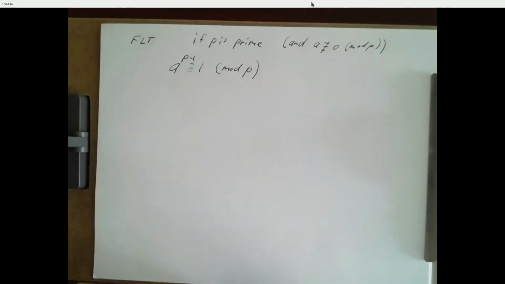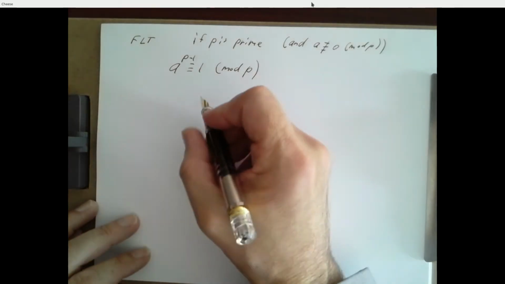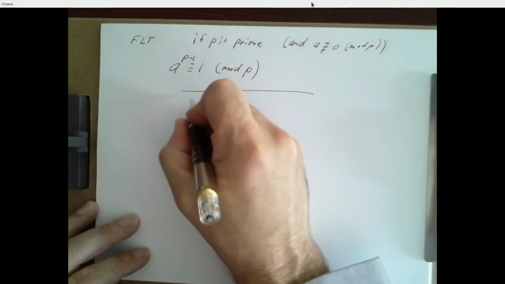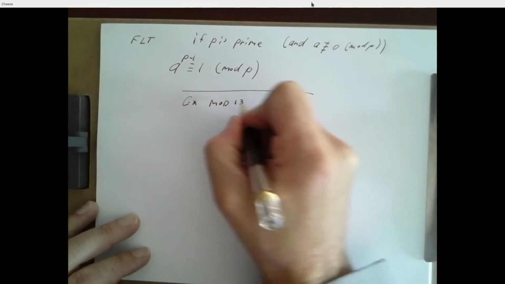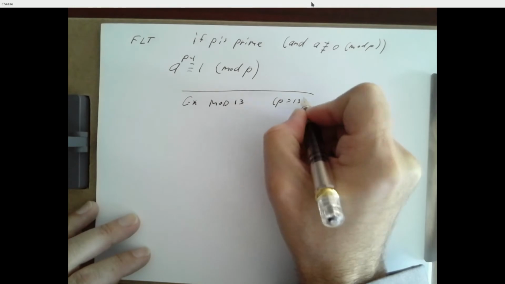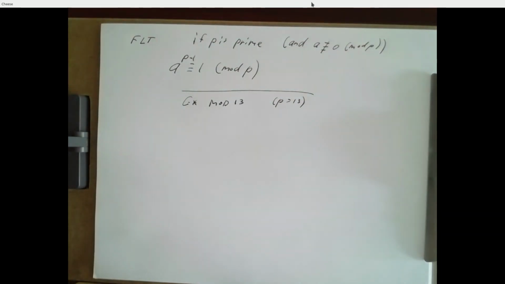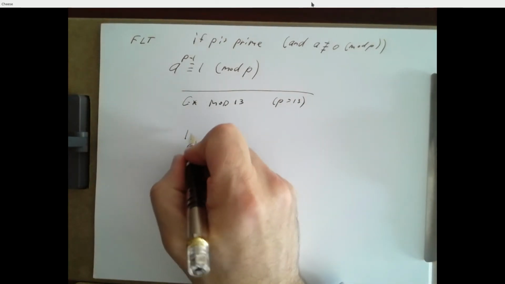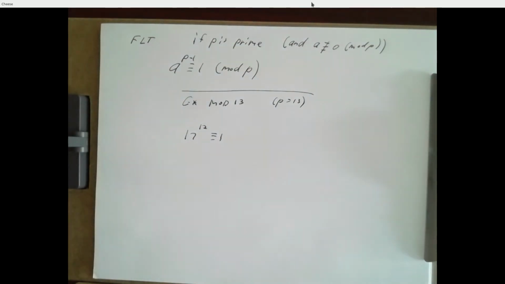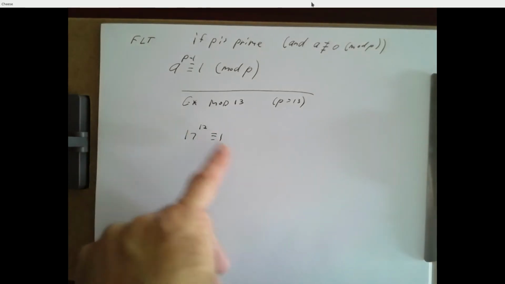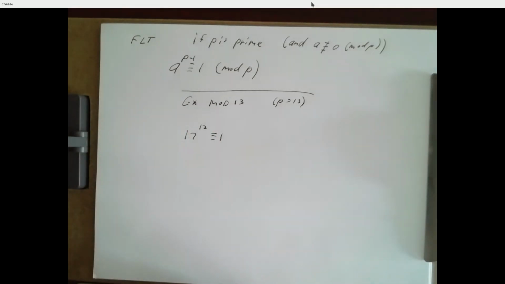And so we can do some really quick calculations with this. For example, suppose we're working mod 13. So example mod 13. So p is equal to 13. I can take 17 to the 12th, and I know that's congruent to 1. Right, how do I know that? Because anything to the p minus 1 is one more than a multiple of p.